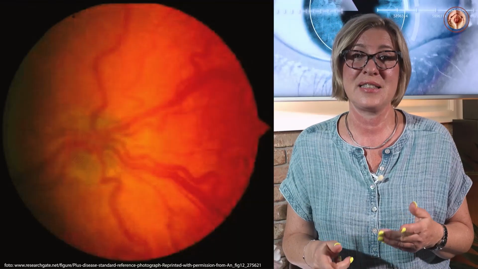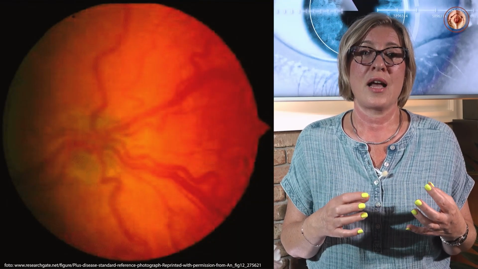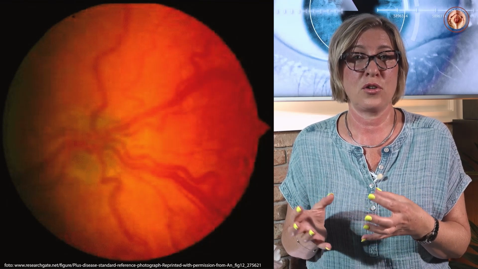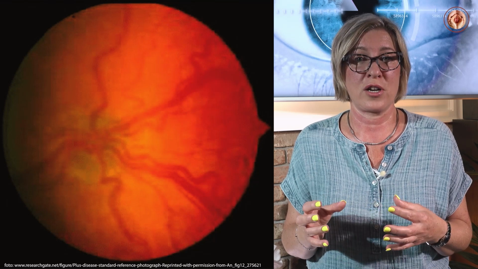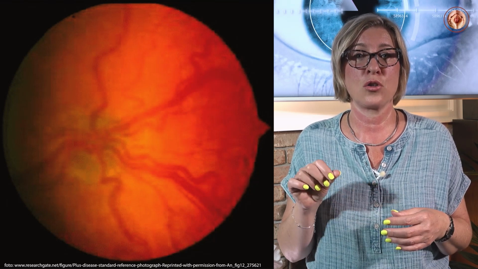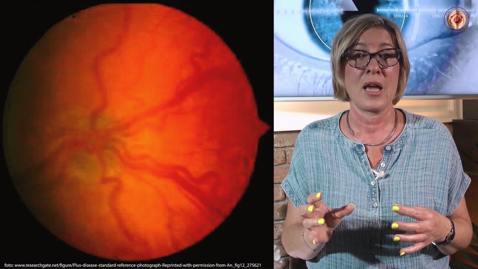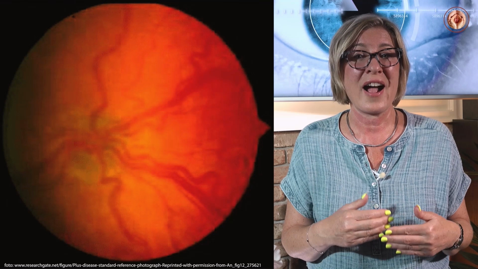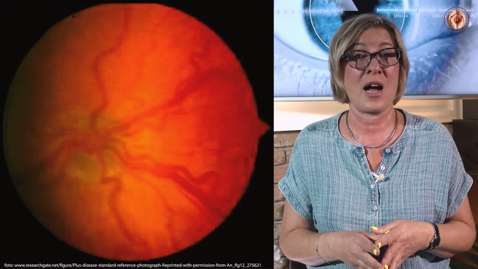Now, let's mention something that is called plus disease. Plus disease is an additional classification that indicates increased severity of ROP. It's characterized by vascular changes. There is a marked dilatation and tortuosity of the posterior retinal blood vessels, and the presence of plus disease denotes a more aggressive form of ROP that often requires urgent treatment.